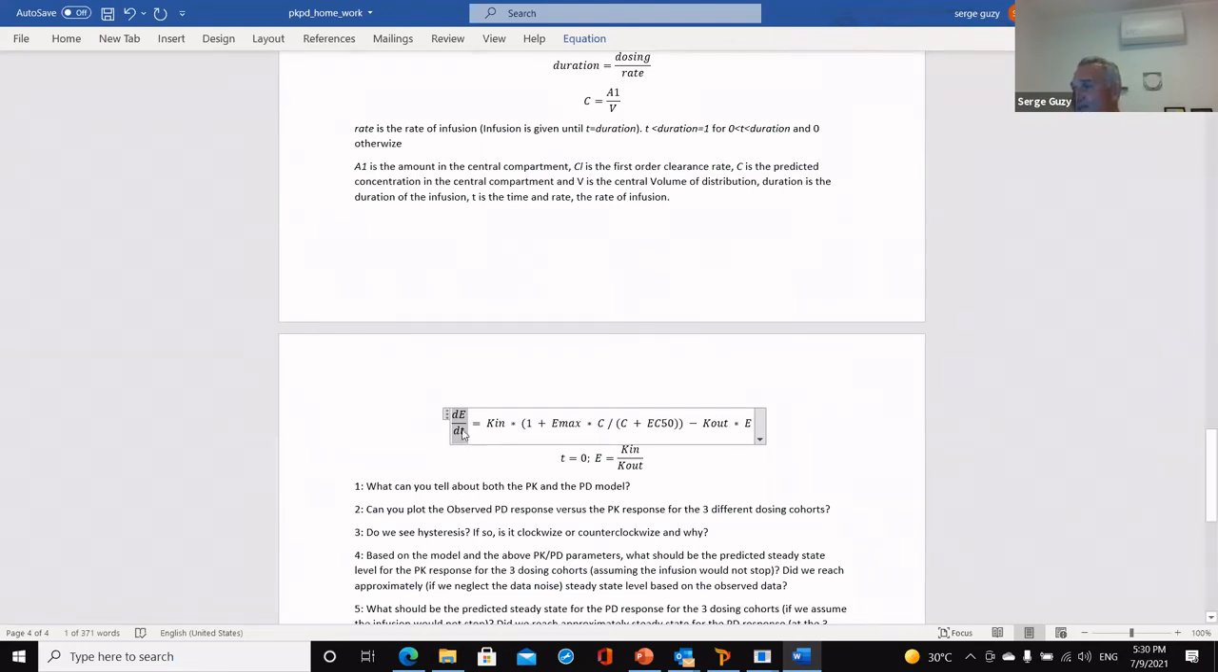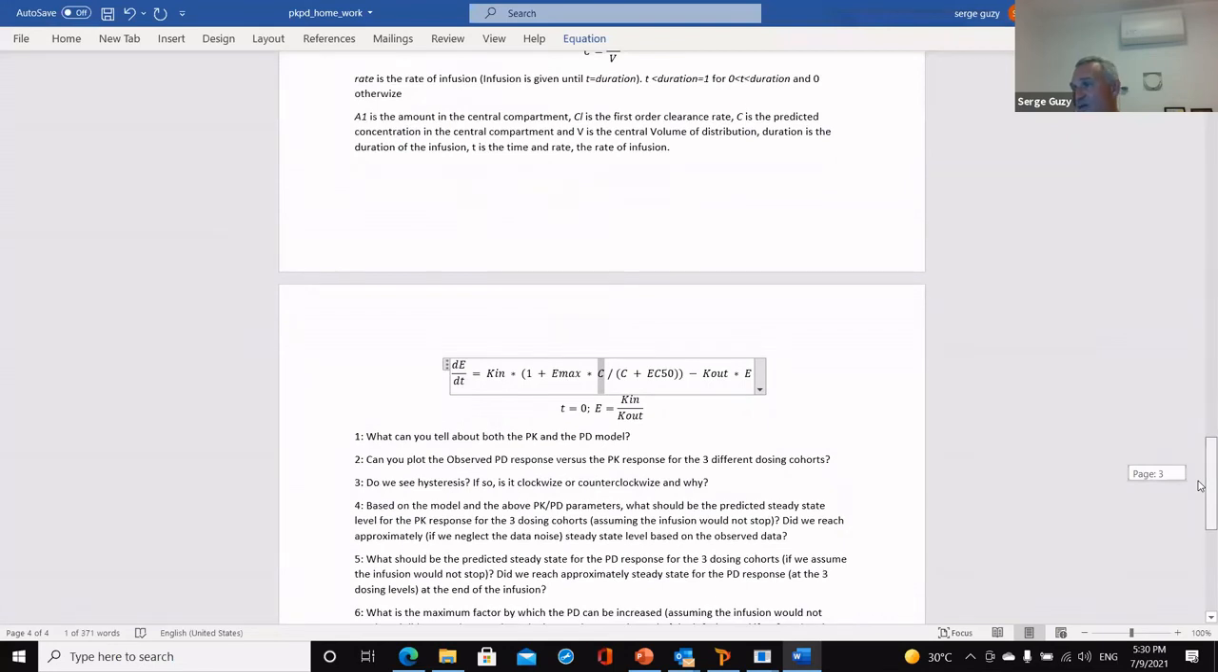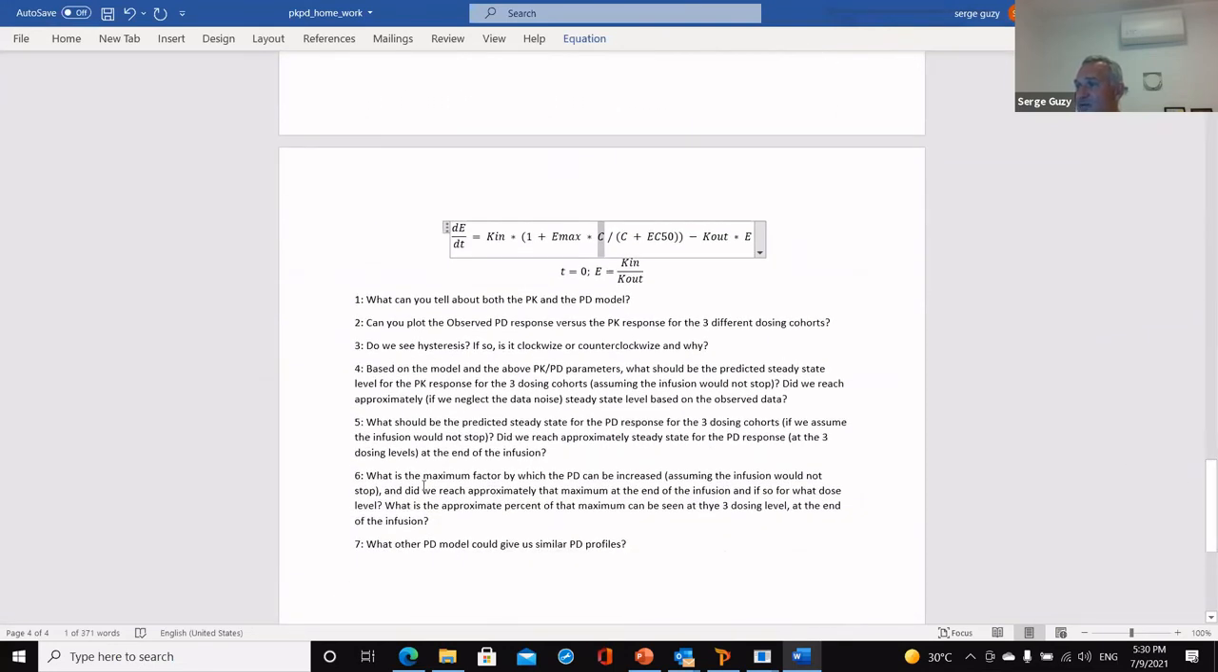Then if I know that dC/dt equals 0, and I know the steady state level for C, then you are going to calculate what would be my new level for the PD response, okay? And then you will know basically what is the maximum factor by which the PD can be increased. In other words, at the beginning, it's K by K out. And if I do not stop the infusion, what will happen at the new steady state? That's basically the question.